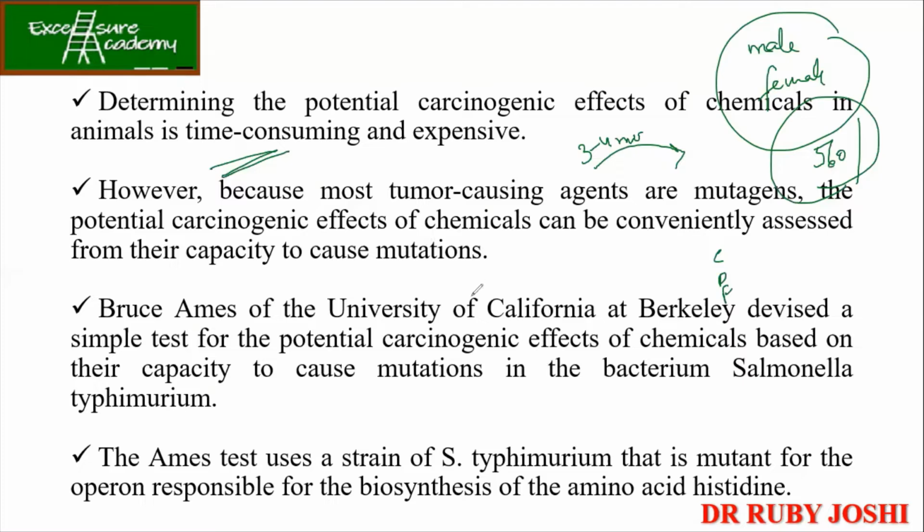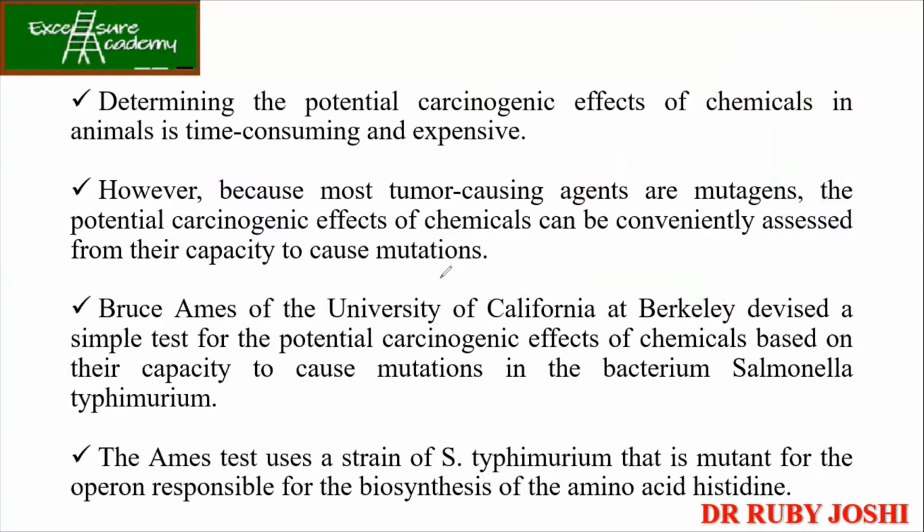It is not like bacteria, which clone in 20 minutes so that you can understand the effects of the chemicals. So it is time consuming and expensive. However, because most tumor causing agents are mutagens, the potential carcinogenic effects of chemicals can be assessed from their capacity to cause mutation. So this Bruce Ames, who was at the University of California at Berkeley, designed this experiment and used a bacterium called Salmonella typhimurium. Okay, please remember, this is important.